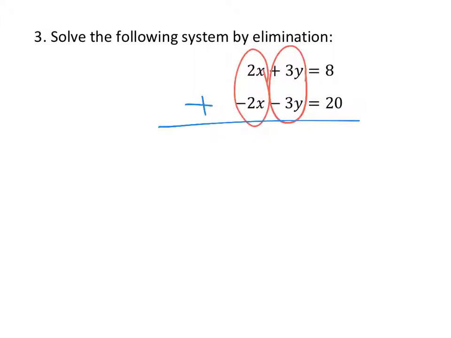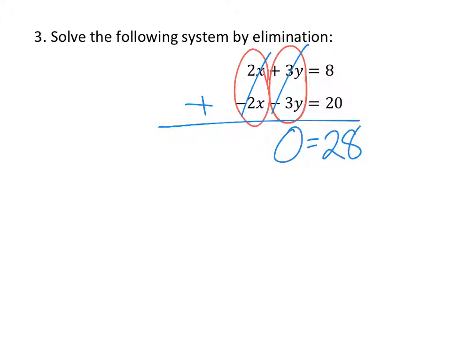When you add these together, what happens to the opposite like terms? They cancel each other out. They eliminate. Is there anything left on the left side? No. What number represents nothing's left over there? 0. And then I keep adding, so 8 plus 20 is 28.